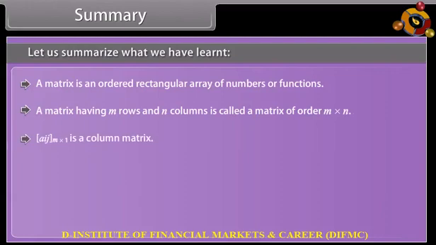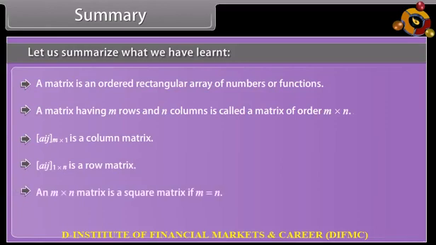A = a_ij, m by 1, is a column matrix. A = a_ij, 1 by n, is a row matrix. An m by n matrix is a square matrix if m is equal to n. A = a_ij, m by m, is a diagonal matrix if a_ij is equal to 0 when i is not equal to j.